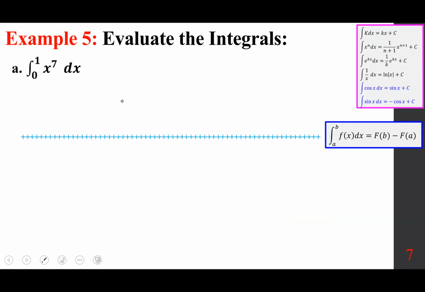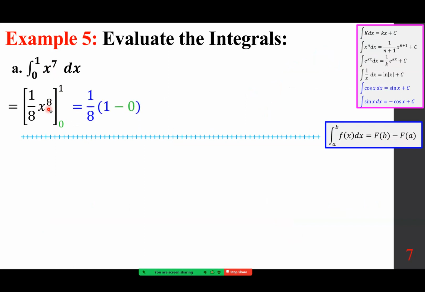Let's look at the definite integral. The integral of a to b f of x dx is capital F of b minus capital F of a. So we are going to write the antiderivative of x to the power of 7, which is 1 over 8 x to the power of 8. We don't need a constant. When we plug in 1, it becomes 1. When we plug in 0, it becomes 0. So the answer is 1 over 8 times 1 minus 0, or 1 over 8.